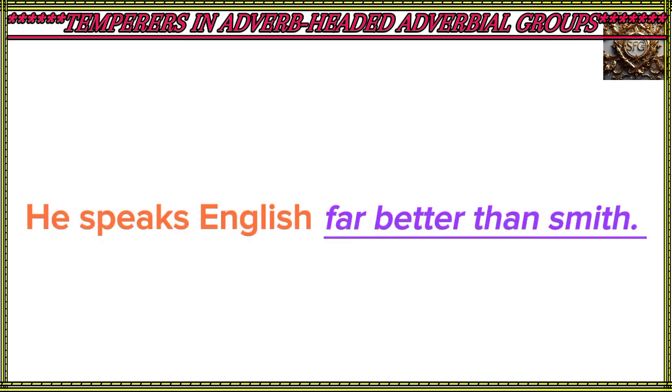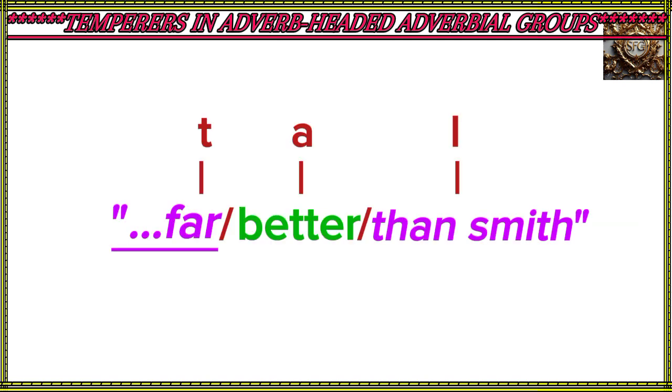He speaks English far better than Smith. Far better than Smith in this sentence is an adverb-headed adverbial group. Far than in this adverb-headed adverbial group is a comparative element. Far is functioning as a temporar to the apex, better, while than Smith is functioning as the limiter.